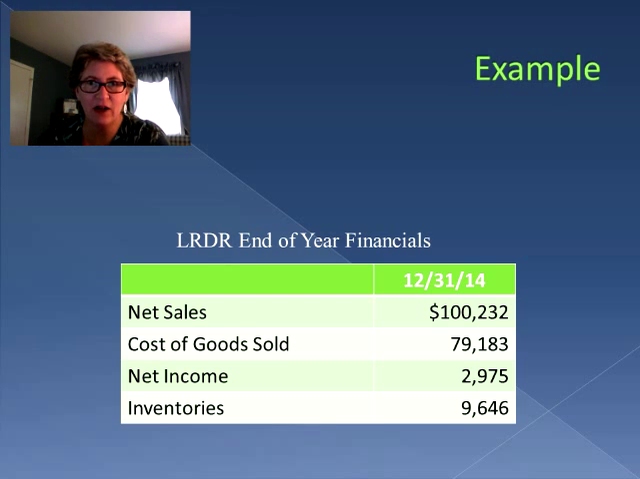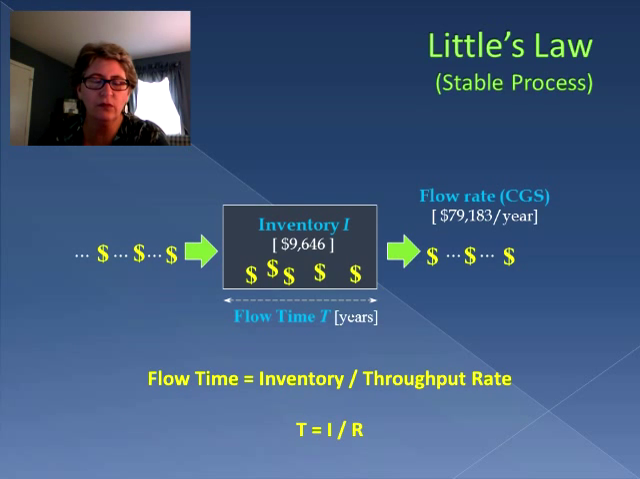Let's take a look at it on a diagram. Inventories is pretty easy. Straight off the statement there, we saw that the inventory was $9,646. And there it is right in the diagram. But the flow rate might be a little bit more difficult to understand.